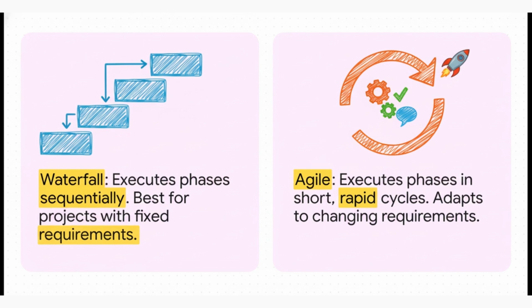Agile, on the other hand, works in these small, rapid cycles. It's more like building and perfecting one room at a time, and you're constantly adapting the plan based on feedback. This flexibility is exactly why it's so popular today for things like web applications where stuff changes all the time.